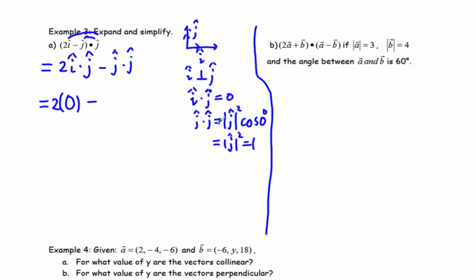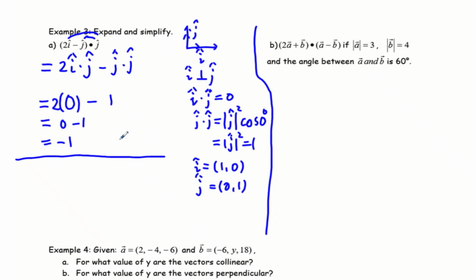If you don't want to use those angles, we could use i has components (1, 0), j is (0, 1) to do it. So j dot j is 1. So we have 0 minus 1 is negative 1. This is using angles. We have used angles for this one.